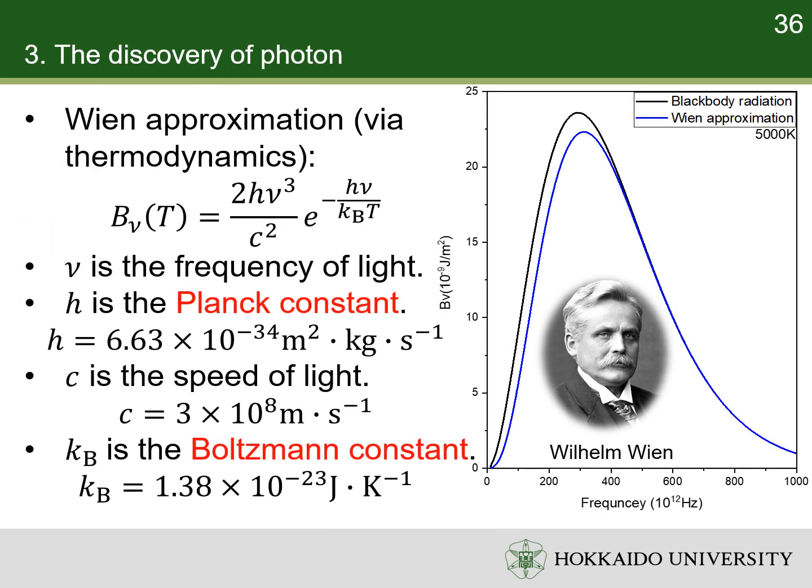In 1896, Wilhelm Wien derived Wien's approximation from thermodynamic arguments. It does accurately describe the high-frequency spectrum of blackbody radiation, but it fails to accurately fit the experimental data for low frequency.